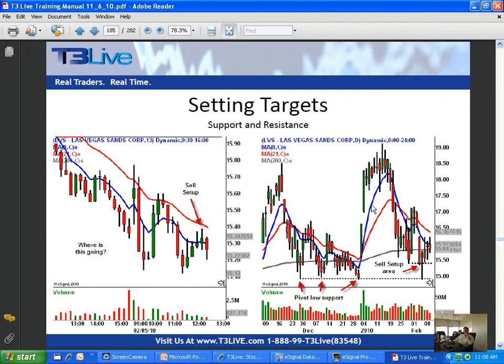If I was short at $15.30, I would have a target of what? Probably $15, in the low 15s, as a target because I know that's what demand for the stock is.